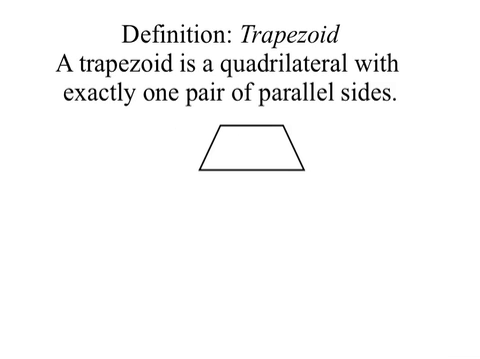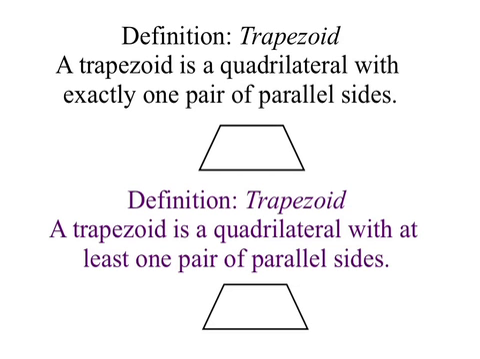And that brings us to the trapezoid. Trapezoid is a quadrilateral with exactly 1 pair of parallel sides, and here's an example. But wait, there's more. Trapezoid is one of the few terms in mathematics that not every mathematician agrees on the definition. Another definition of trapezoid is a quadrilateral with at least 1 pair of parallel sides. The 2 definitions are similar, but not the same.